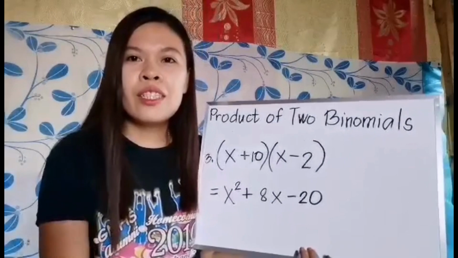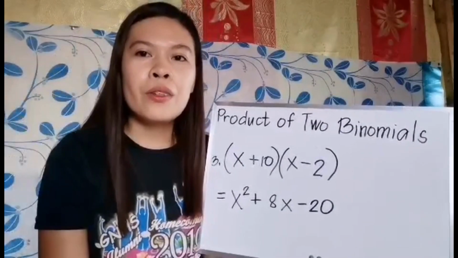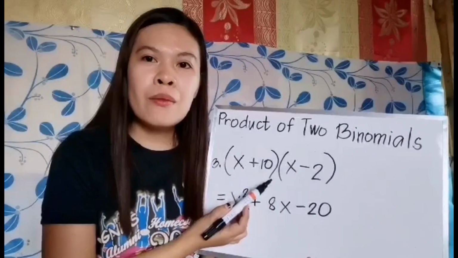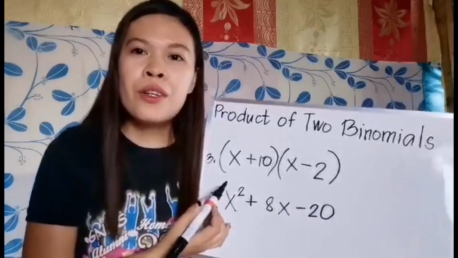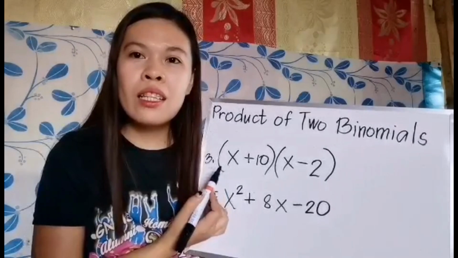Yes, math lovers, are you still there? This time, I will give you the third example. I'm giving you different numbers now. We have 10 and 2 on the second terms. For our third example, this is how we're going to read this one.